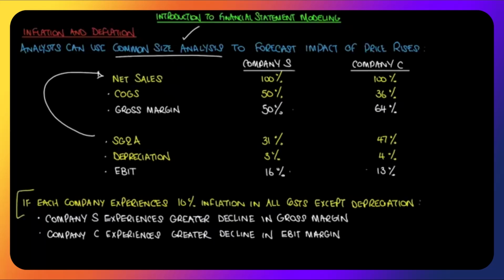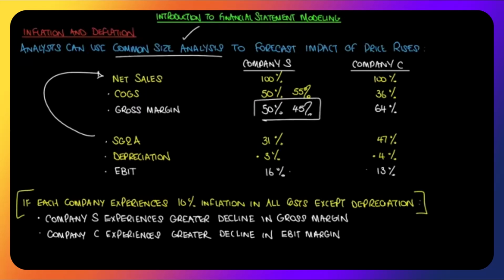And then we're asked, what happens if each company experiences a 10% inflation in all costs except depreciation? So this is staying where it is, but everything else is going up by 10%. What will happen? Well, company S will experience a greater decline in gross margin. Why? Because it has the lower gross margin to start with. Let's take a look and just make sure we believe that. A 10% increase in all costs, so COGS will go from 50 up to 55 for company S, so its gross margin will be down to 45.